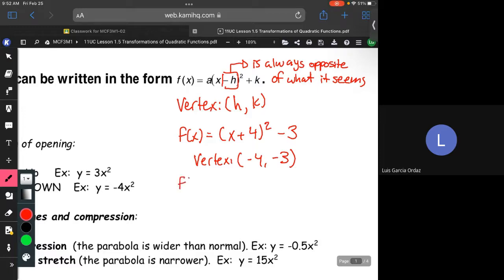So if I give you guys a different one, let's say (x minus 3) squared plus 2, can someone tell me what my vertex is going to be for that one? Olivia. 3, 2.